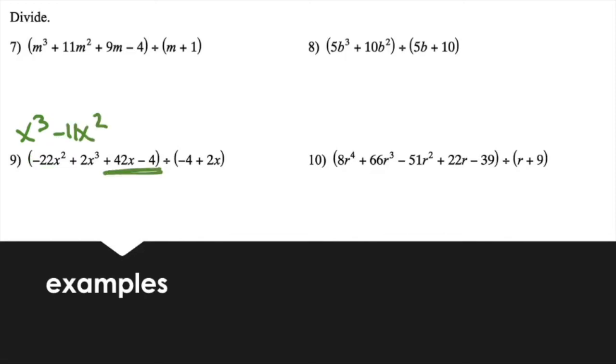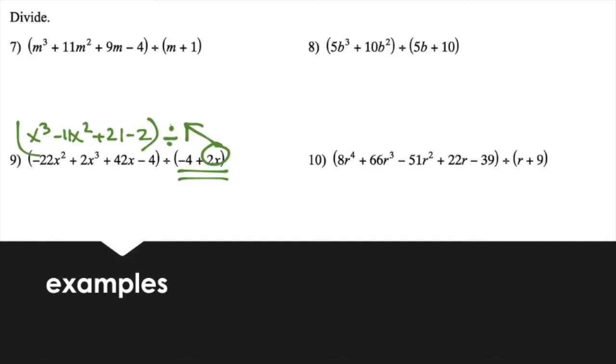This one's okay. We're going to divide the 42 by 2, and it's going to be 21. We're going to divide the 4, and it's going to be minus 2. Then we're going to divide the rest. These are not in order either. This 2x should be in the front, and the 4 should be in the back. So let's rearrange that. We divide this, and we're going to get x. And we're going to divide that and get a negative 2.